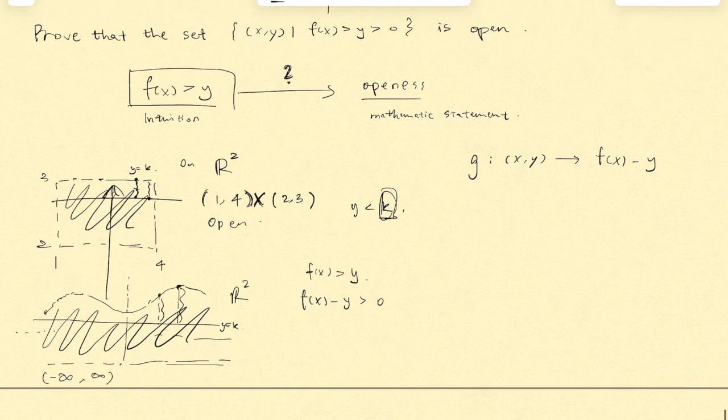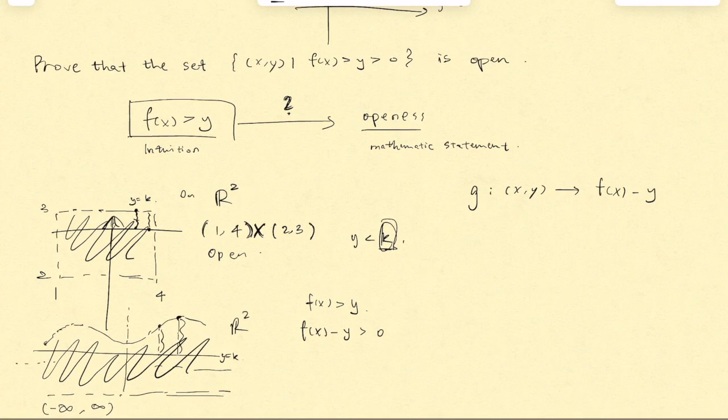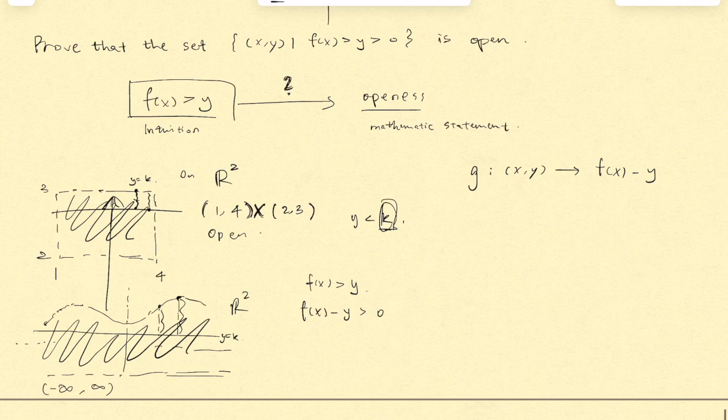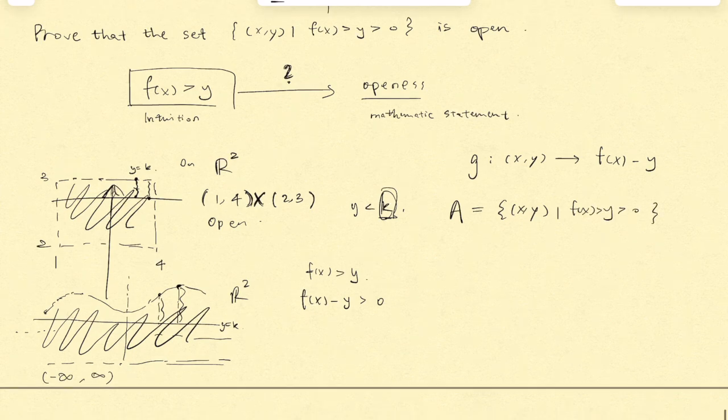Now the idea is that this function should be able to cover all of the set that we care about. Let's denote our set as A, which is the set of points such that f(x) is larger than y is larger than 0. And notice how it is the intersection of two sets: (x, y) such that f(x) is larger than y, intersected with (x, y) such that y is larger than 0.